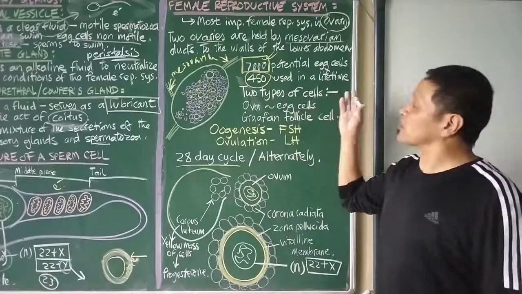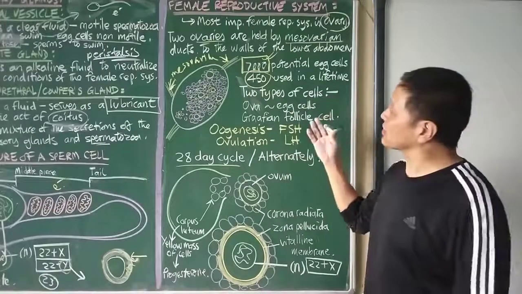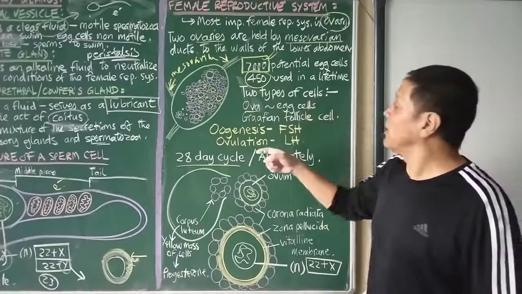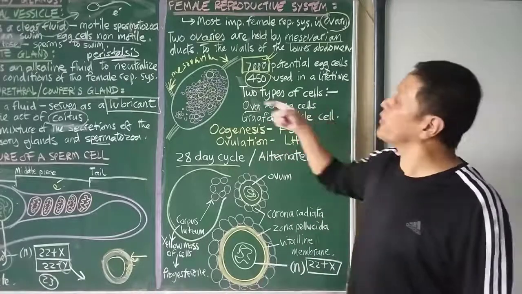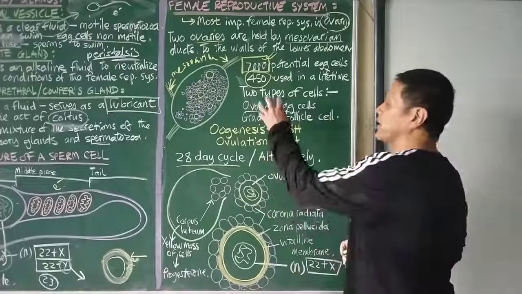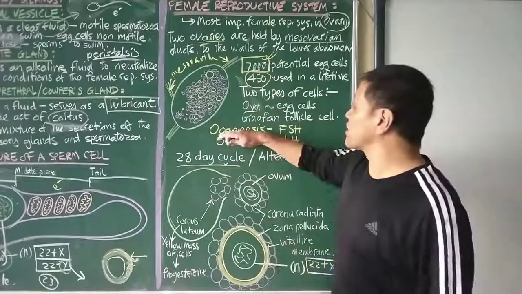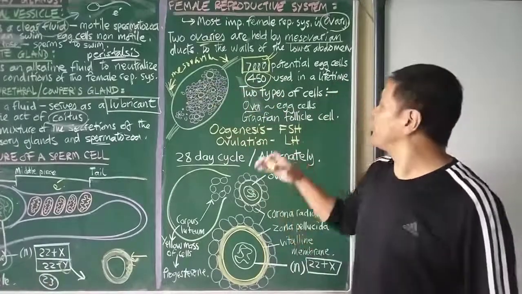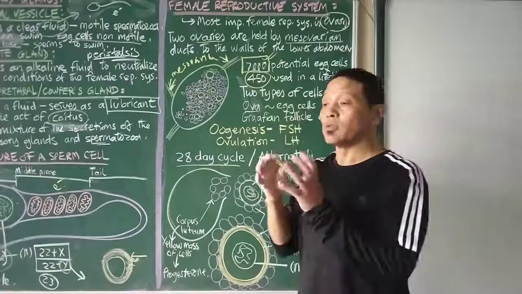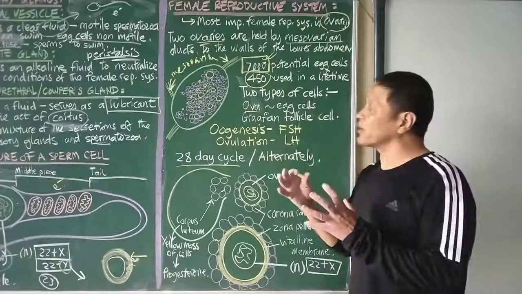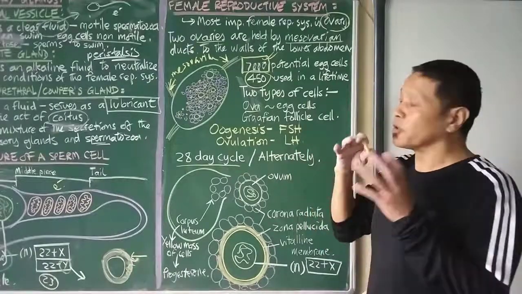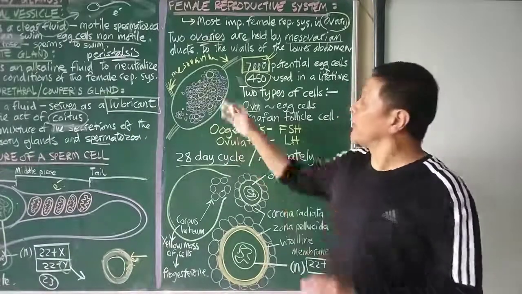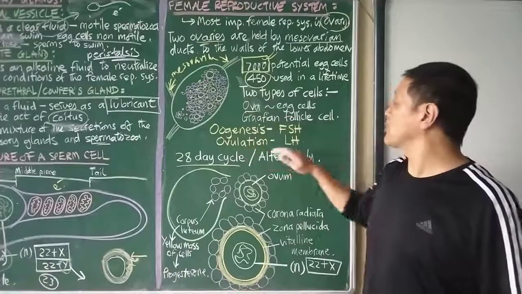The two most important types of cells found in the ovary are the ova, which is the egg cell, and the graafian follicle cells, which are the supportive cells which help mature an egg cell. Oogenesis is the process by which one immature egg cell is chosen by the graafian follicle, and it begins to nurture it, nourish it, and develop it into a mature egg cell. And ovulation is the process of the rupture of the wall to release a mature egg cell.